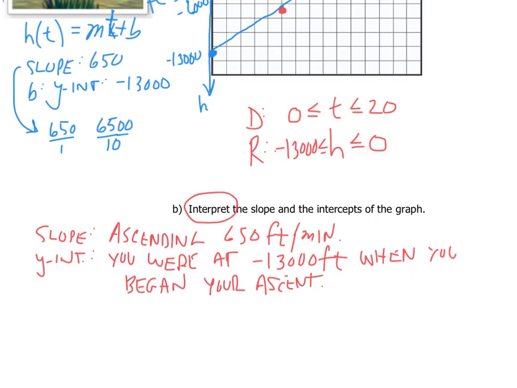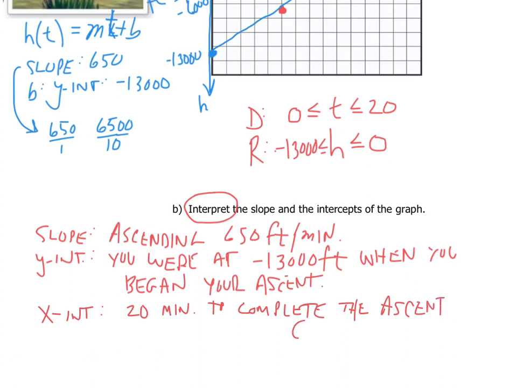And lastly, when I talk about the x-intercept, remember, that's when our h, or our height, is a 0. So that tells us that it was 20 minutes to complete the ascent (parentheses) get to water level.